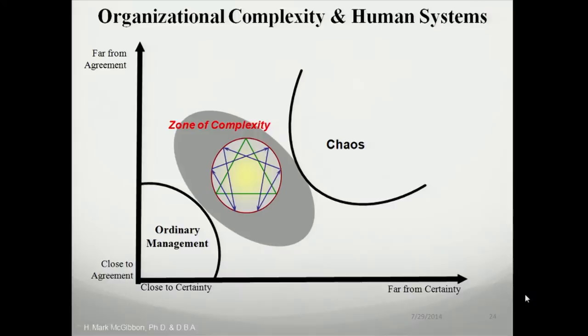That's the model that we use in business. And then we go out to the far extremes on the x-axis: far from uncertainty and far from agreement. And we have chaos. Chaos actually has a certain rhythm. We've heard of the butterfly effect, and it's actually in a figure eight. It does have some type of pattern.